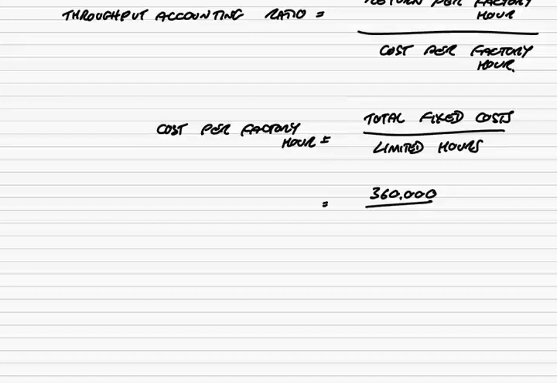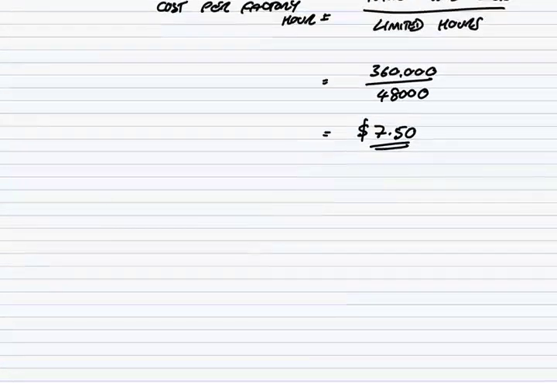So there's your total fixed costs. We divide that by the limited hours. Well, the hours available, the limited hours in this question were 48,000. And so, costs of $360,000 divided by 48,000 hours. Check me, but I get $7.50 per hour. Well, we know the cost per factory hour. Earlier we'd worked out the return per factory hour. So now we can calculate the throughput accounting ratio.